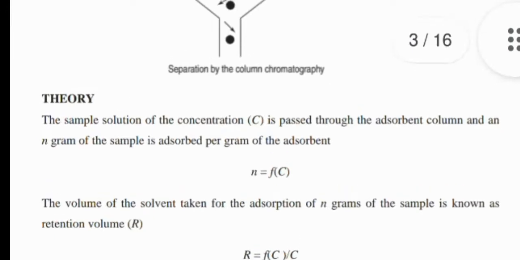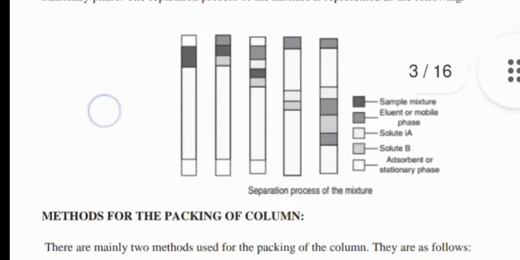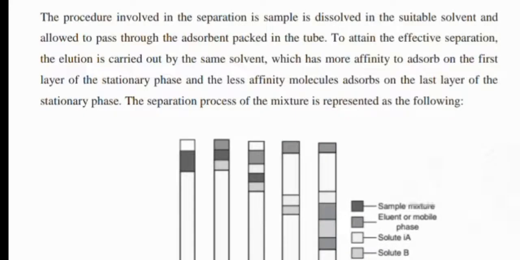What is its theory? The sample solution of the concentration is passed through the adsorbent column and n grams of sample is adsorbed per gram of the adsorbent. N is equal to F into C. The procedure involved in the separation is that the sample is dissolved in a suitable solvent and allowed to pass through the adsorbent packed into the column.